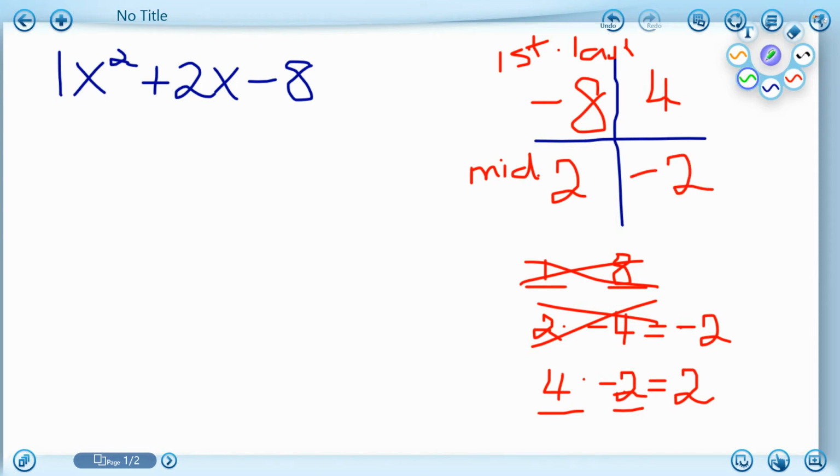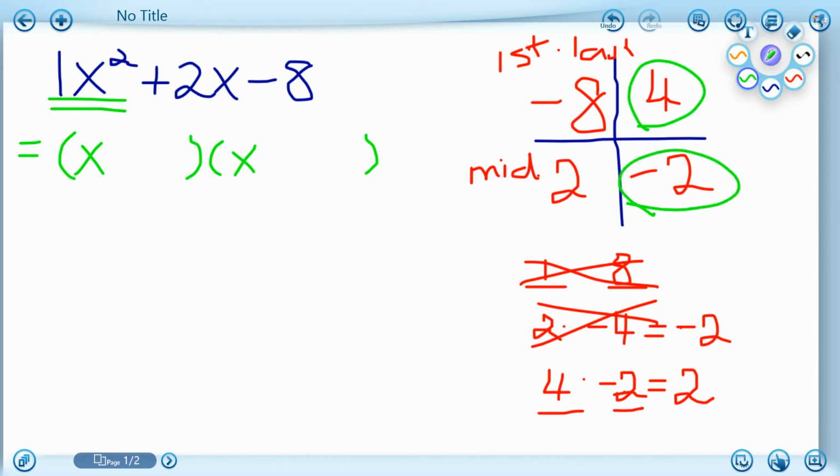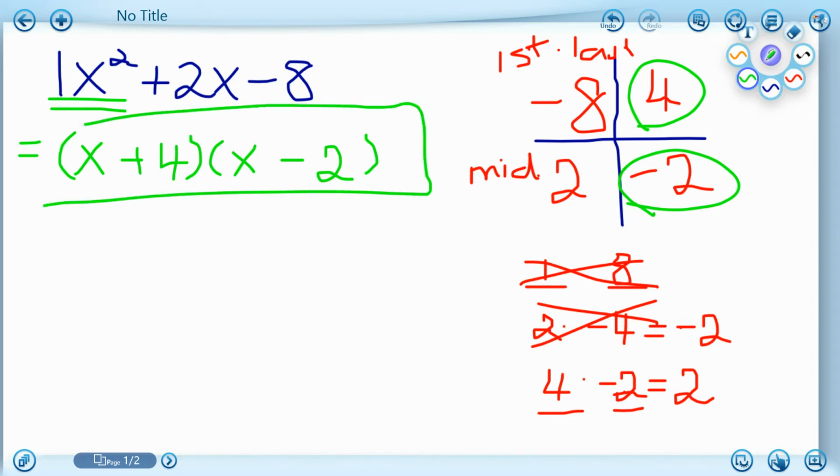Now, always, what we're trying to do is make it so that when we multiply these two parentheses, we get that expression. So we're going to have x here and x there. These two numbers that we just found will go in the parentheses. We're going to have x plus 4 and x minus 2. That would be our factored form, so you'll be done right here.